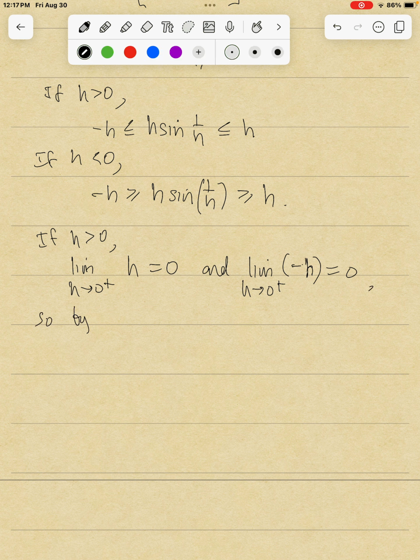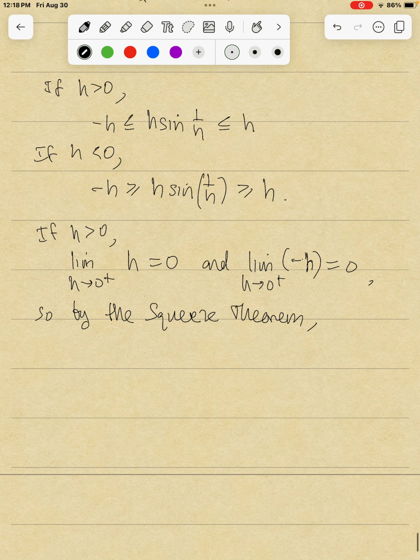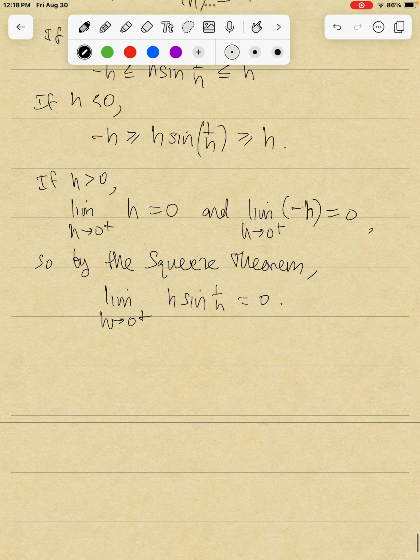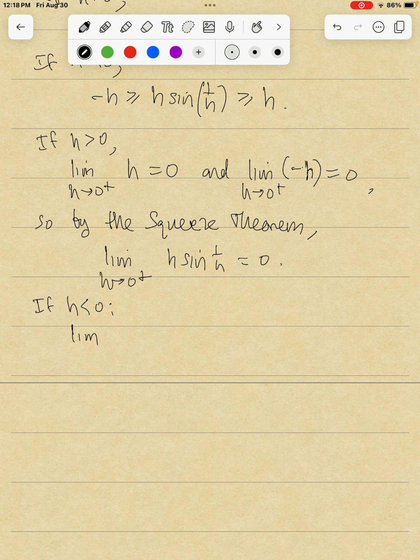So the squeeze theorem holds for one-sided limits. It's not just about two-sided limits. So by the squeeze theorem, the limit as h goes to 0 from the right of h sine of 1 over h is 0. And similarly, if h is negative, then we need to take the one-sided limit where h goes to 0 from the left.